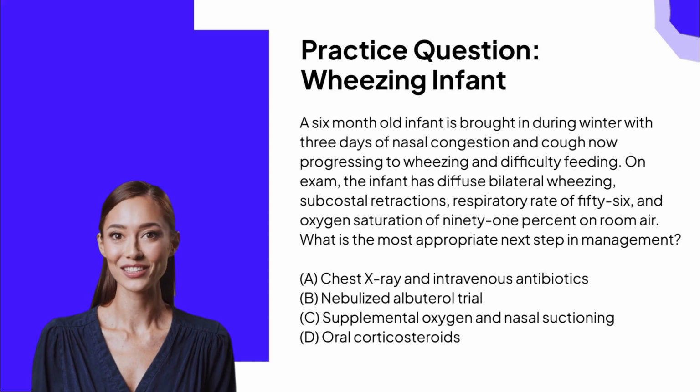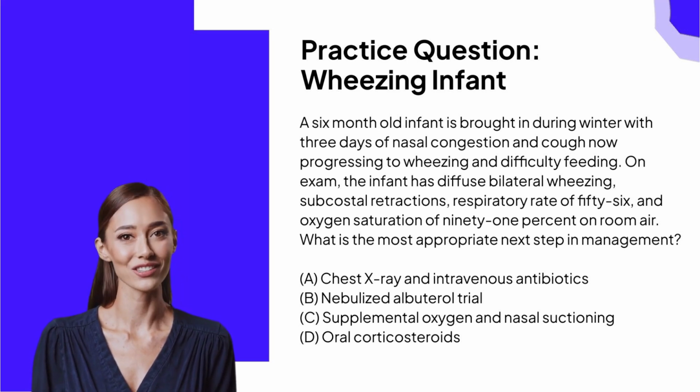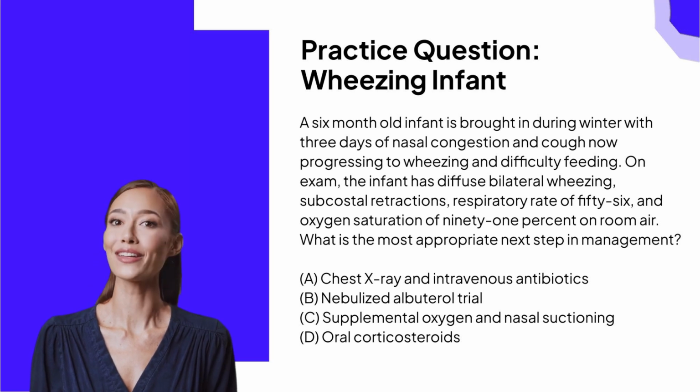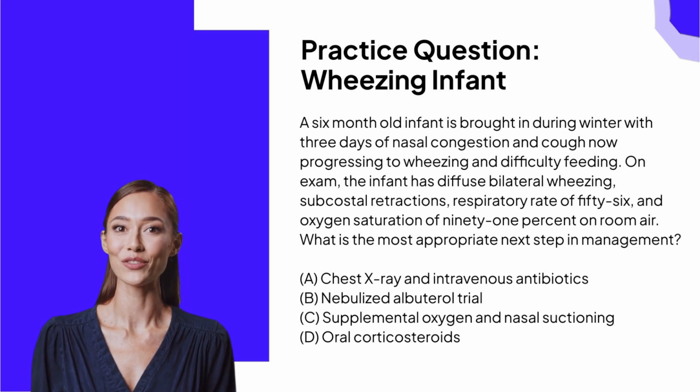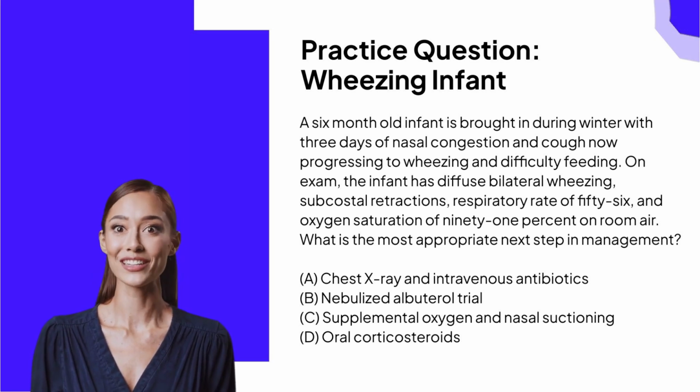Here is our next practice question. A 6-month-old infant is brought in during the winter with 3 days of nasal congestion and cough that has now progressed to wheezing and difficulty feeding. On exam, the infant has diffuse bilateral wheezing, subcostal retractions, a respiratory rate of 56, and oxygen saturation of 91% on room air. The question asks for the most appropriate next step in management.